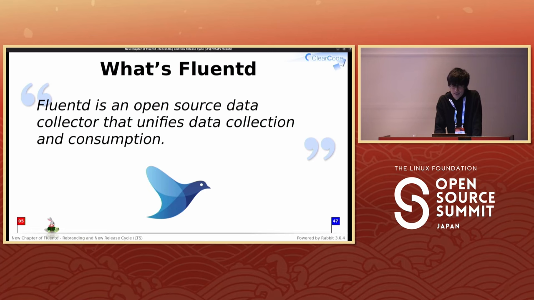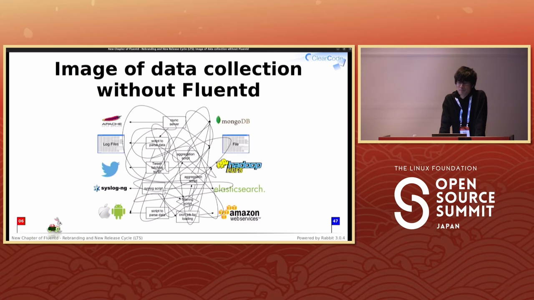Here is an image of data collection without Fluentd. In recent use cases, there are many data sources and data outputs. Data sources are like log files and syslog, and data comes from many kinds of sources in different formats. Data outputs are like files, databases, and search engines, and they require a specific format. So without Fluentd, it will be very complex like this.